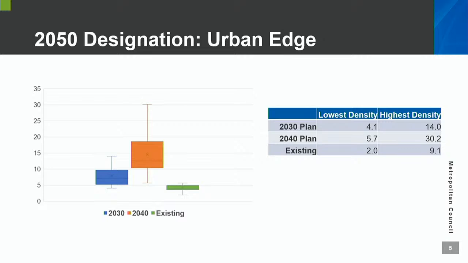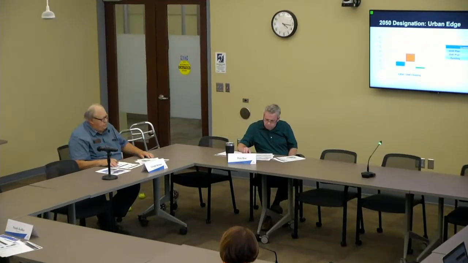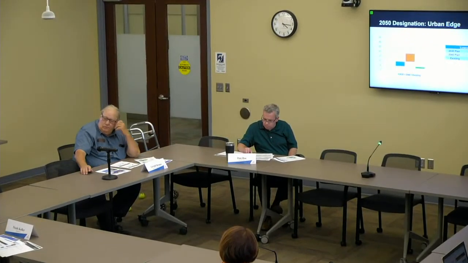Madam Chair, can I ask a clarifying question? Sure. I just want to understand, is 2030 the plan suggested density and the existing is what it is today? Yes, that's correct. And so is this suggesting that someone screwed up, or they're not abiding by the density required? So that's one part of the question.